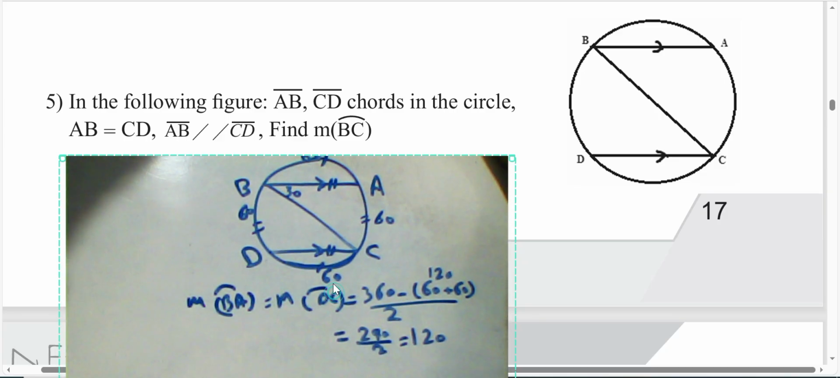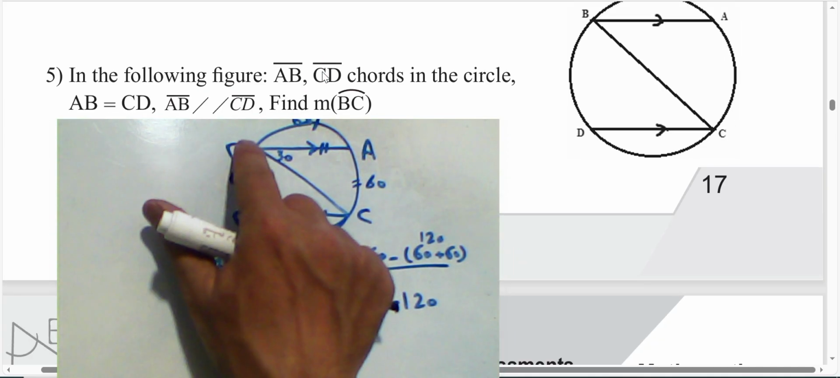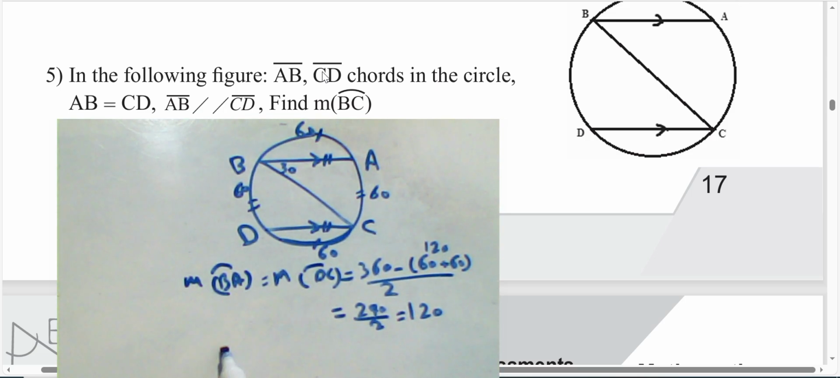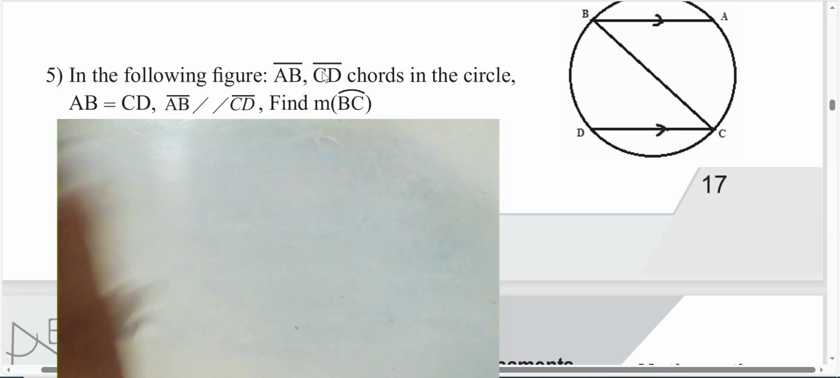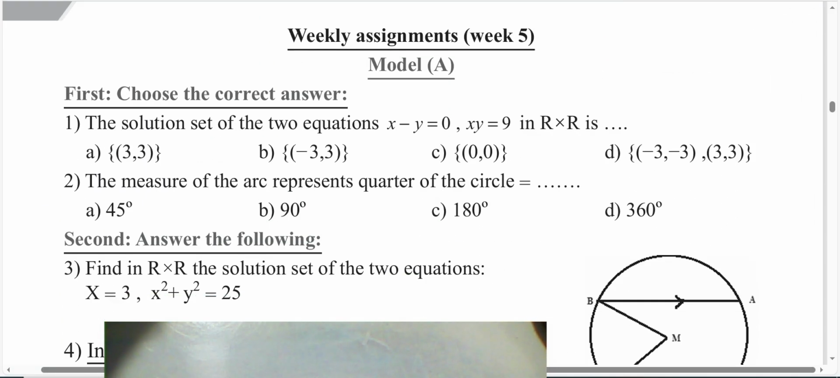Okay. Now we can find the measure of arc BC from the two arcs. Collect 60 plus 60 equals 120. Then the measure of arc BC equals 120 degrees. Okay. Next video I will complete.